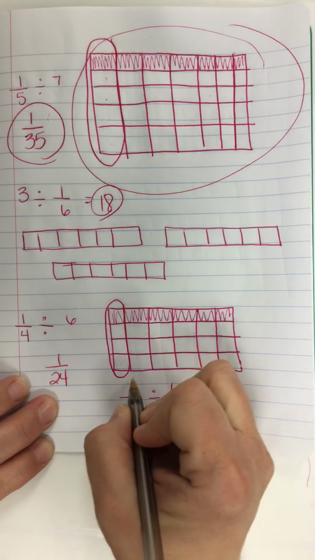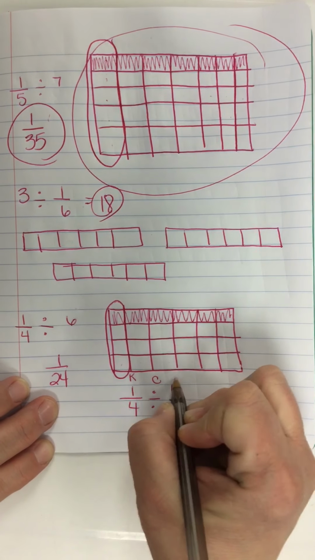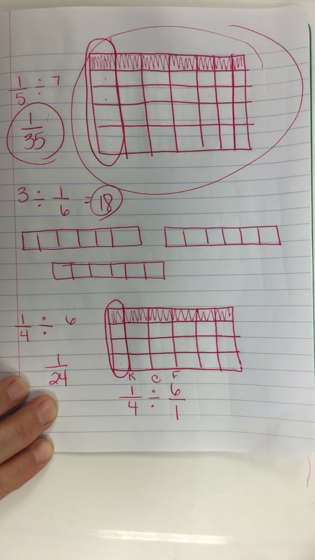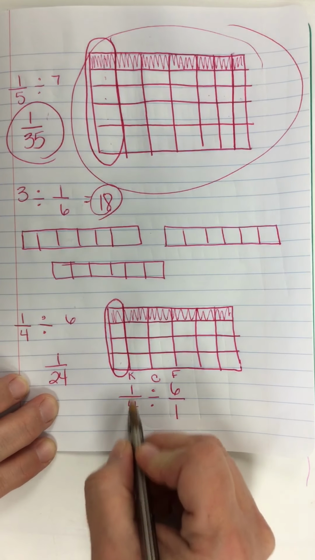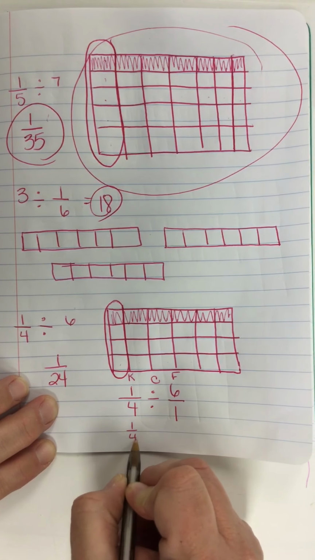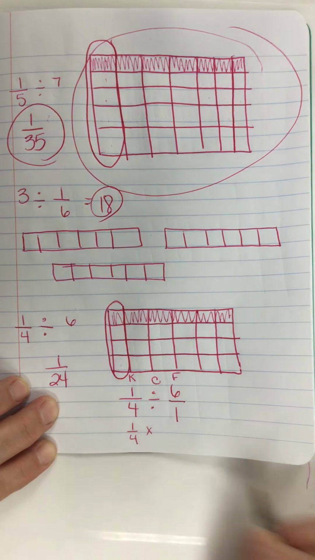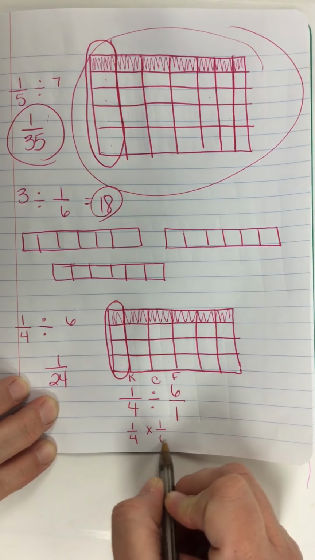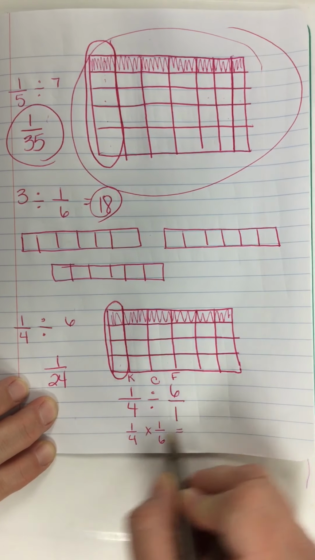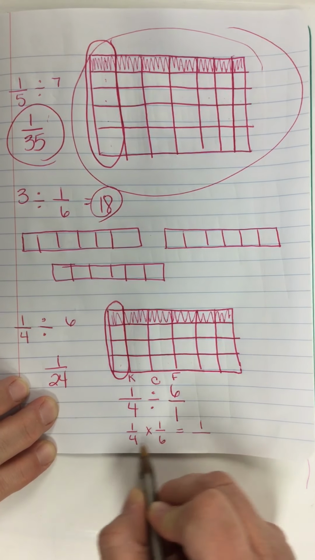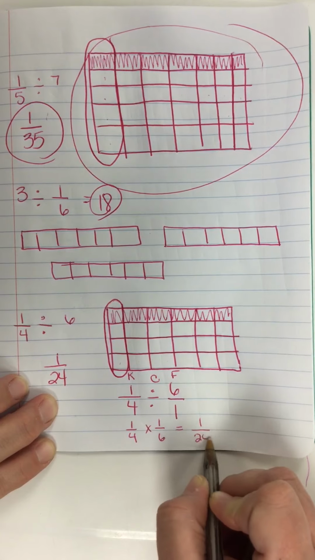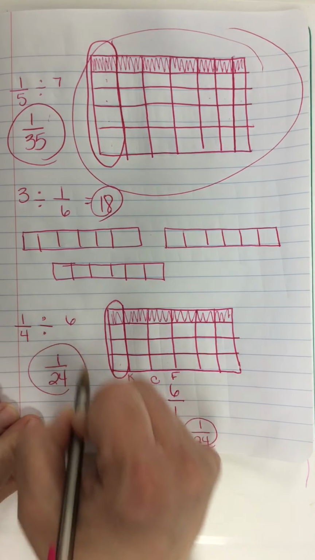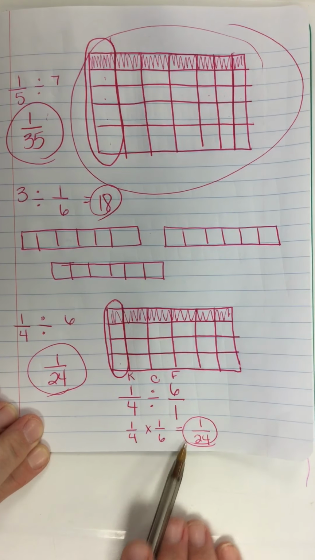Okay, so if I'm looking at this in the algorithm, 1/4 divided by 6, we put a 1 under the whole number, keep it, change it, flip it. Kentucky Chicken Fried. 1 over 4 stays the same. The division sign becomes the multiplication sign. And 6 over 1 flips to be 1 over 6. 1 times 1 is 1. 4 times 6 is 24. Same answer, 1 out of 24.